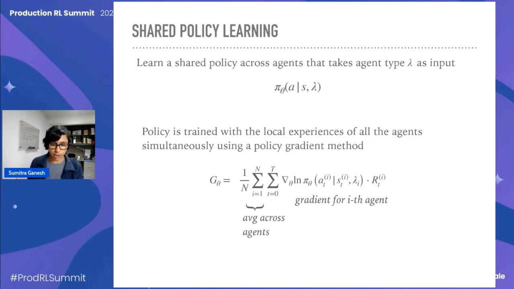The advantage of this approach is that we are able to learn a shared policy that generalizes across the different types of agents. And it is more efficient because it leverages parameter sharing and the experiences of all the agents to do the updates and learn faster and in a more stable way.